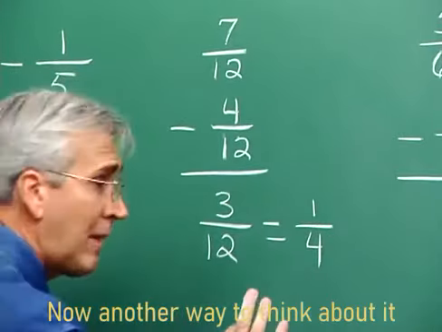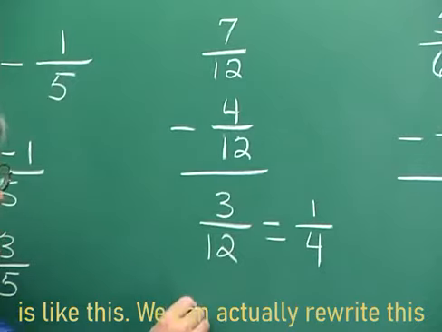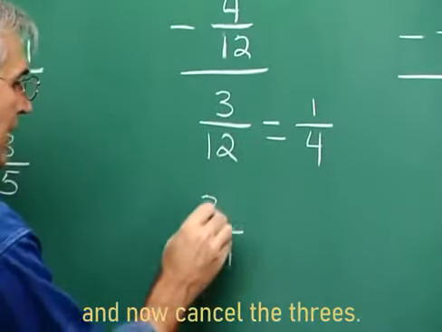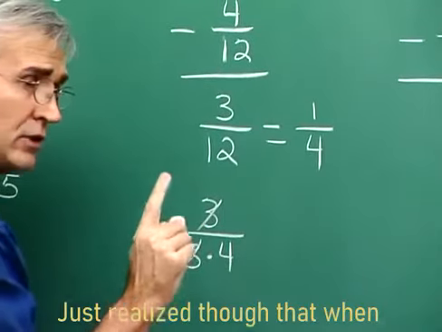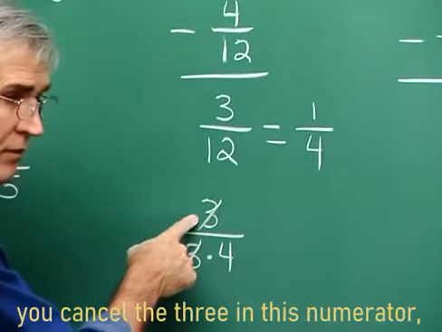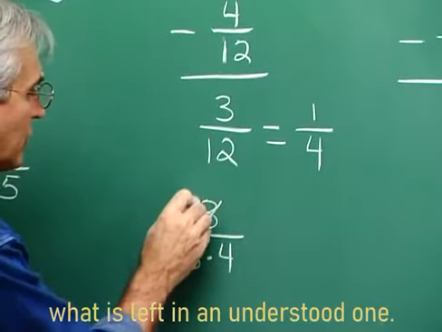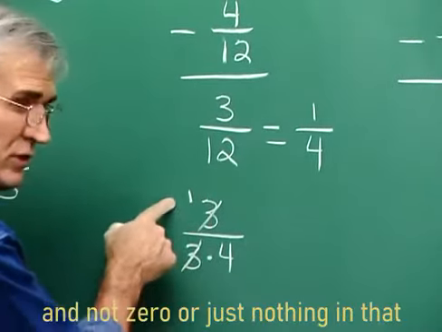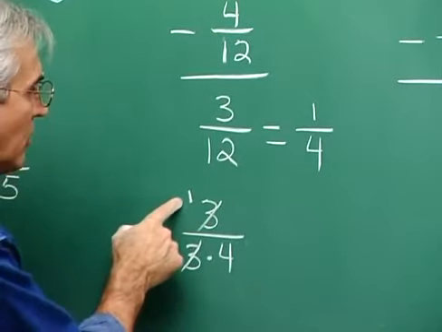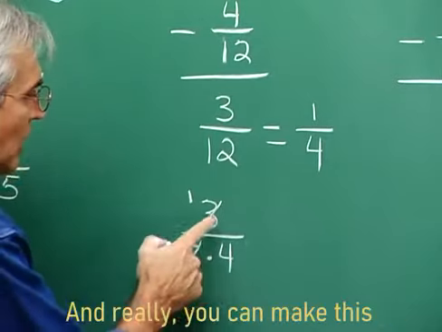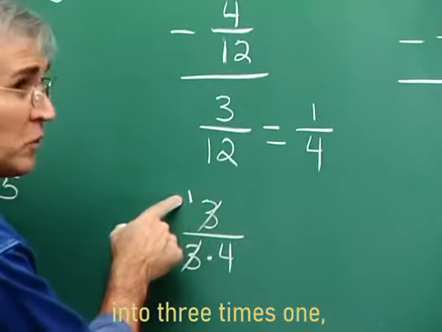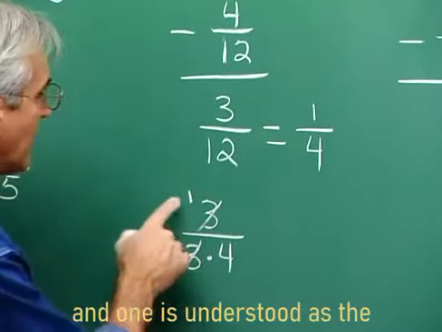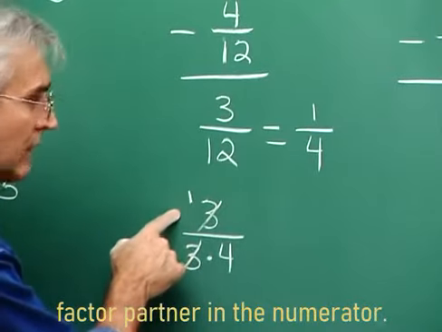Now another way to think about it is like this. We can actually rewrite this as 3 over 3 times 4 and now cancel the 3's. Just realize, though, that when you cancel the 3 in this numerator, what's left is an understood 1. So it's important to have 1 over 4 and not 0 or just nothing in that numerator. A 1 is left. And really you can think of this as 3 times 1. You see that we actually have here, and the 1 is understood as the factor partner in the numerator.